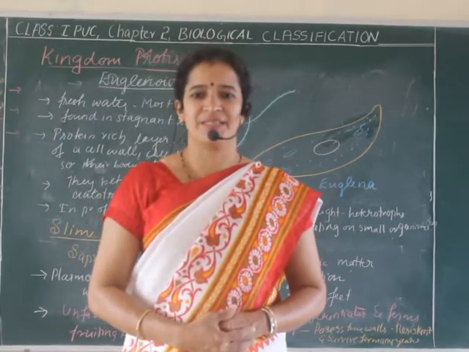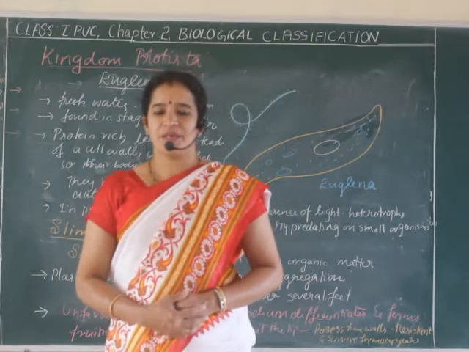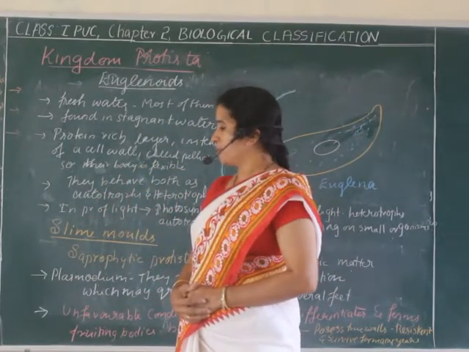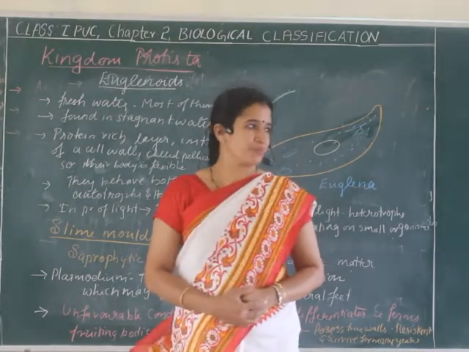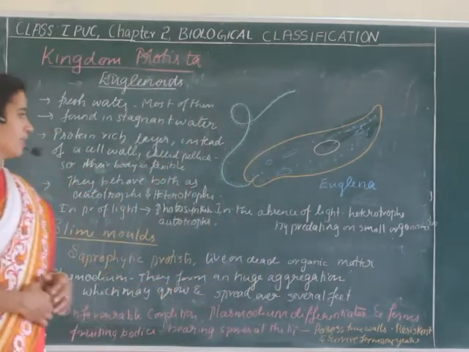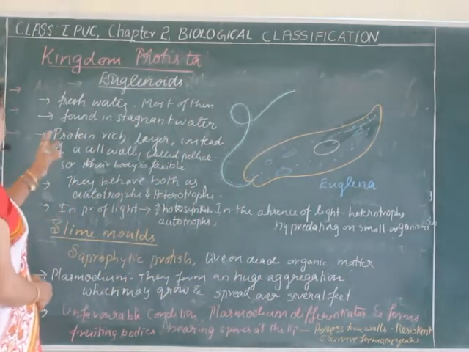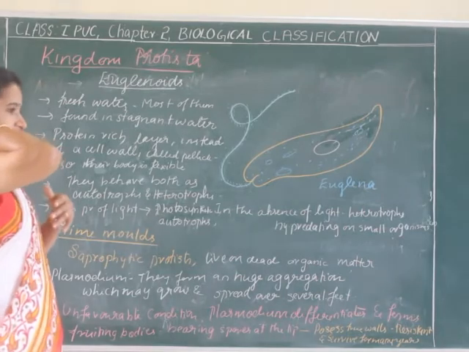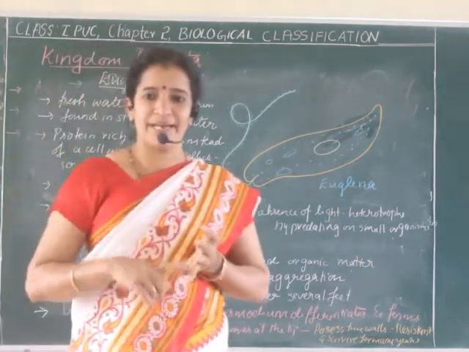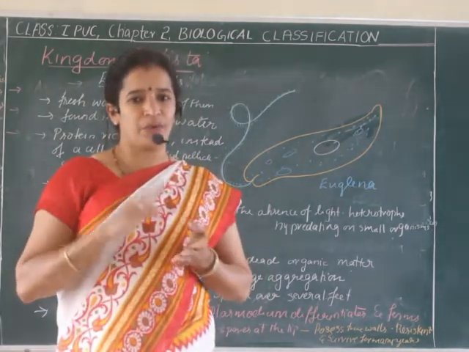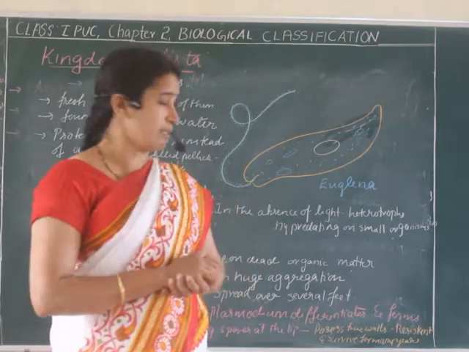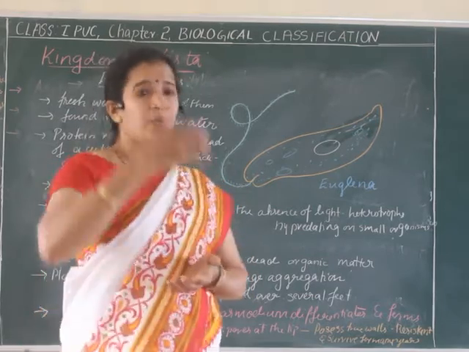Hello my dear students. In this video we shall discuss the euglenoids, slime molds and the kingdom Fungi. In the kingdom Protista we have understood that there are subgroups like dinoflagellates, chrysophytes, then slime molds, euglenoids, then protozoans. These are subcategories that come under this kingdom Protista.